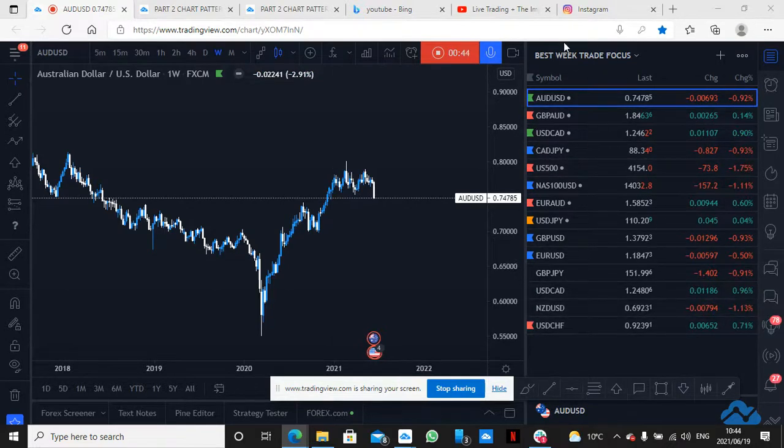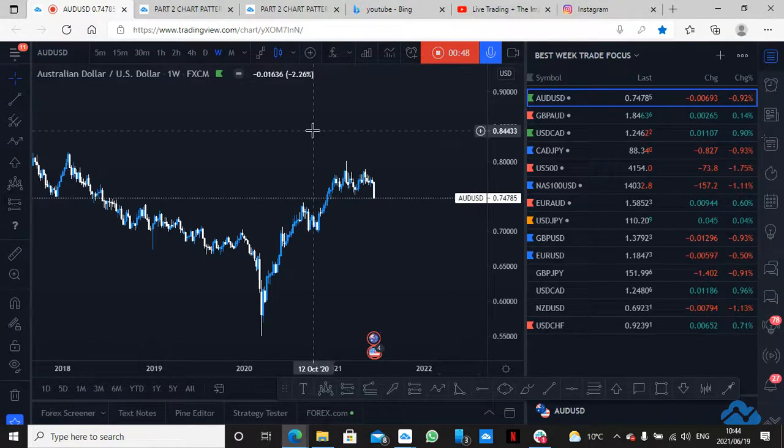Okay, guys. So these are the trades I'm gonna go through. Depending on how the time is, we are going to start with Aussie dollar. So, Australian dollar to US dollar.